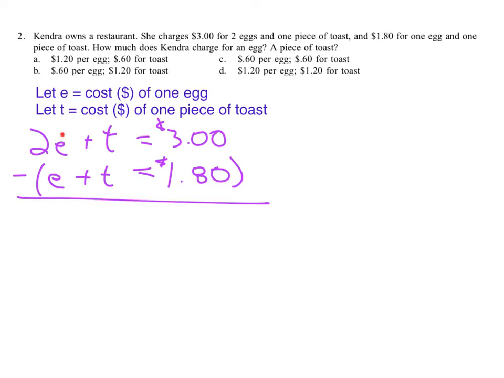So we have here 2 eggs minus 1 egg. Okay, what do we got then? We have just 1 egg. And then we have toast minus toast. Remember, we're distributing this negative through, so that becomes minus T. So T minus T just goes away. Sweet. And then, of course, here we've got $3 minus $1.80.